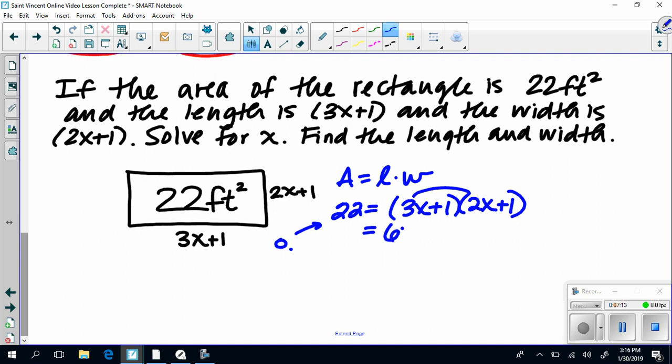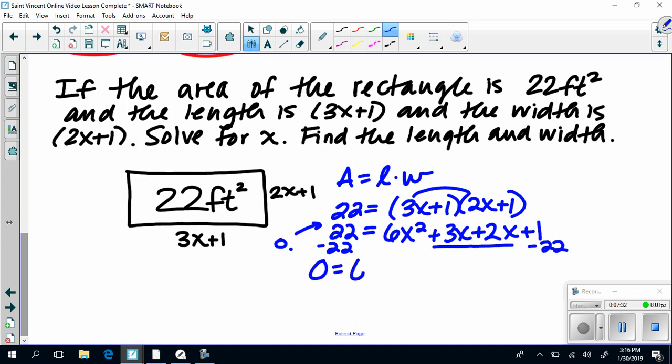So that is 6x squared plus 3x plus 2x plus 1. And of course, that equals 22. And what I'm going to do is subtract. I'm going to combine like terms here, but I am going to subtract 22 from both sides as well. So what that sets me up with is my 0. And then I got my 6x squared plus 5x minus 21.